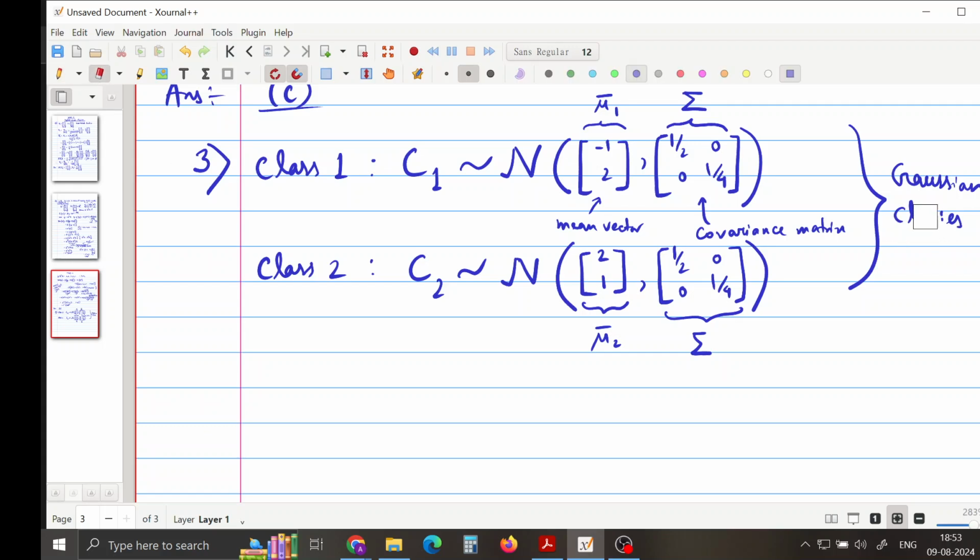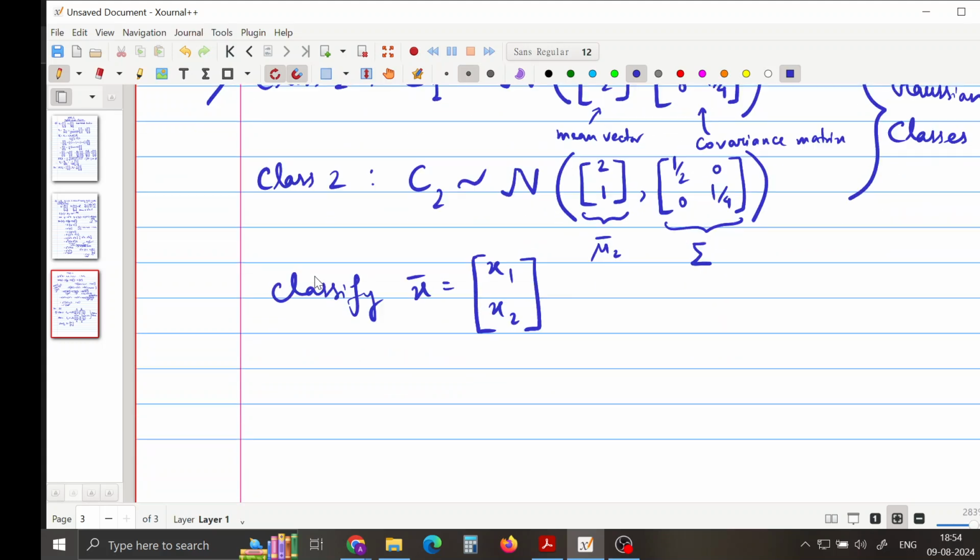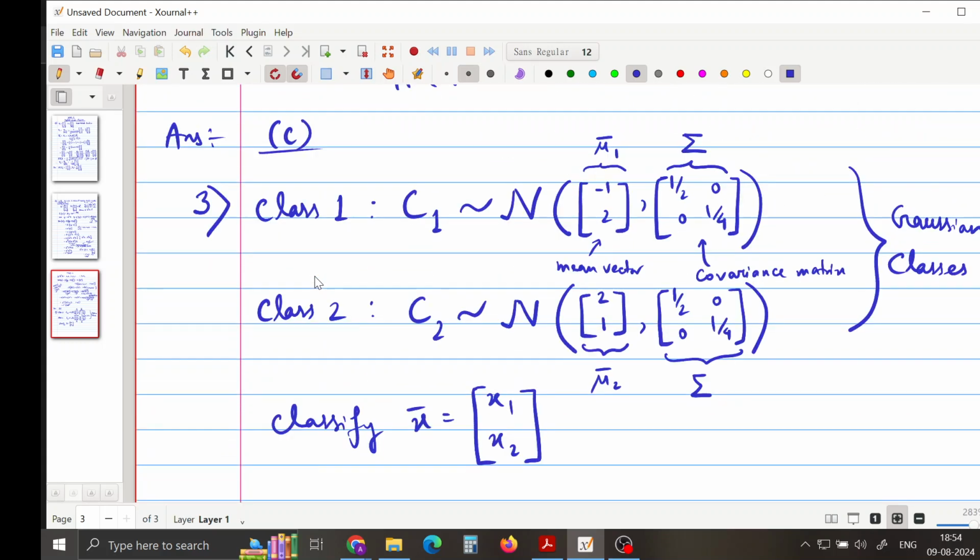Sorry for my bad handwriting. Let me know, okay, if you're unable to understand. Gaussian classes. Okay, task is to classify a vector, new vector x bar. It's a 2 cross 1 vector like this. And in the question specifically, we are asked what is the condition to classify x bar into the class C1. When do I choose C1?